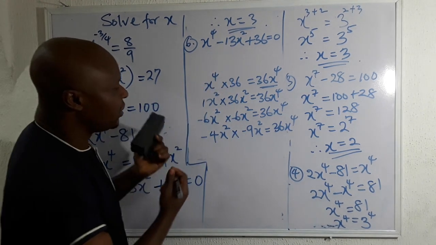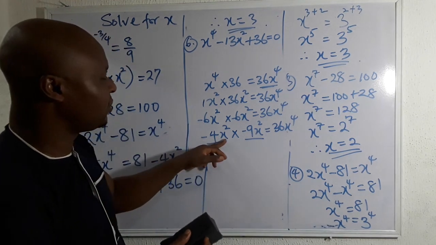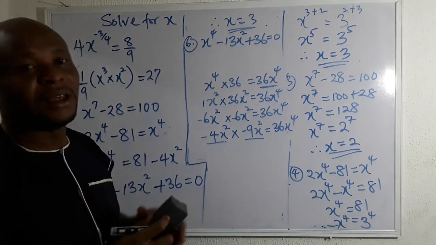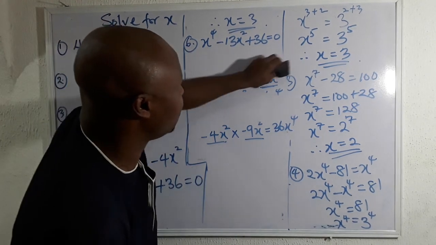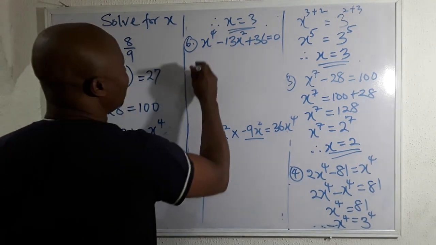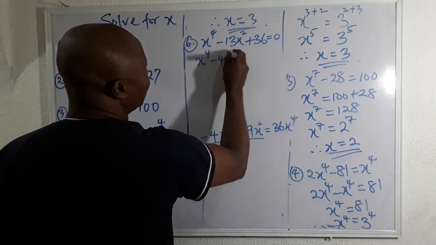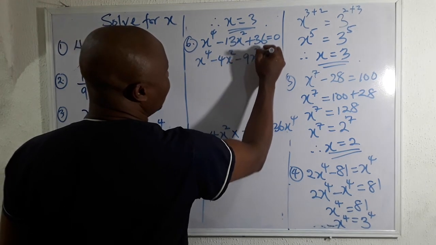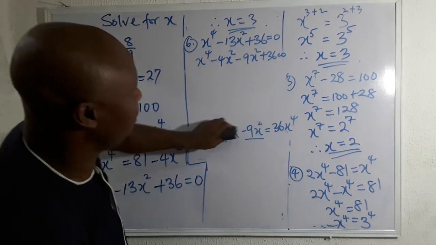So we are going to plug in these two terms. We are going to substitute these two terms, minus 4x squared and minus 9x squared, in place of minus 13x squared. These are the two factors that give us that. So that will give us x raised to power 4, first one is minus 4x raised to power 2, second one is minus 9x raised to power 2, plus 36 is equal to 0. I hope you can see that.